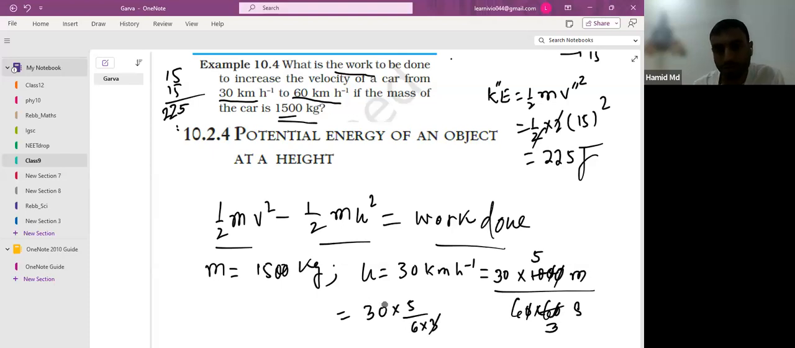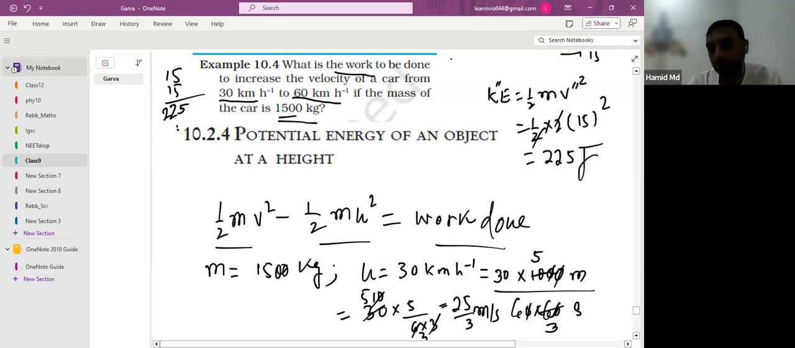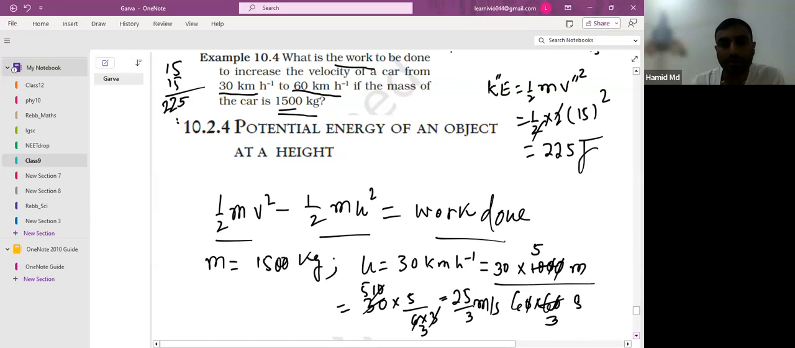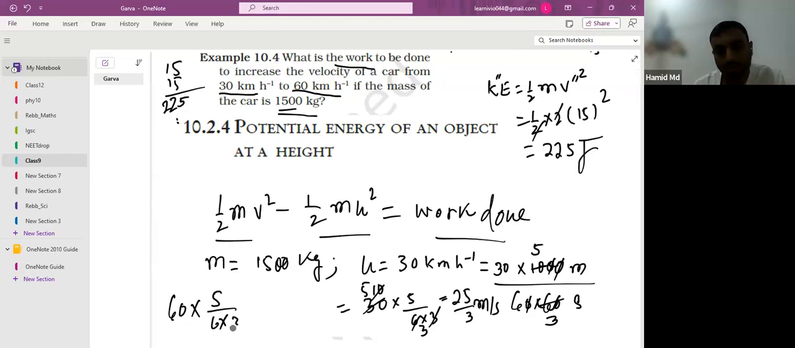Now I will solve this. 3 times 10. So it is nothing but, again, half. This will be 5, this will be 3. So it is 25 over 3 meter per second. Similarly, you may solve 60 kilometer per hour. So 60 into 5 divided by 6 into 3, which is nothing but 50 over 3 meter per second. Just substitute the value and you will get the work done.